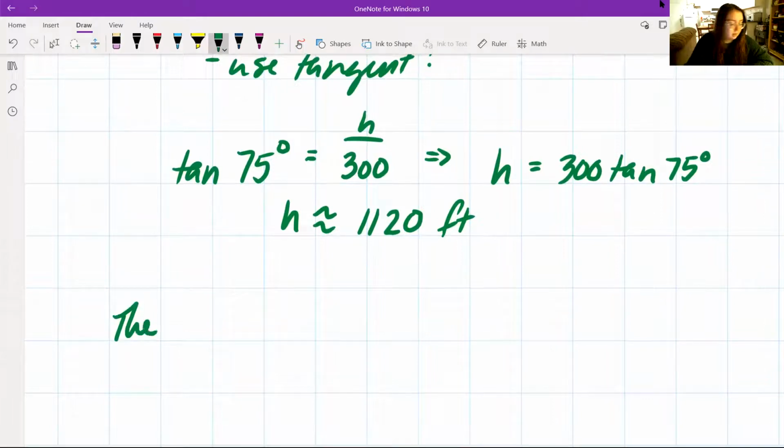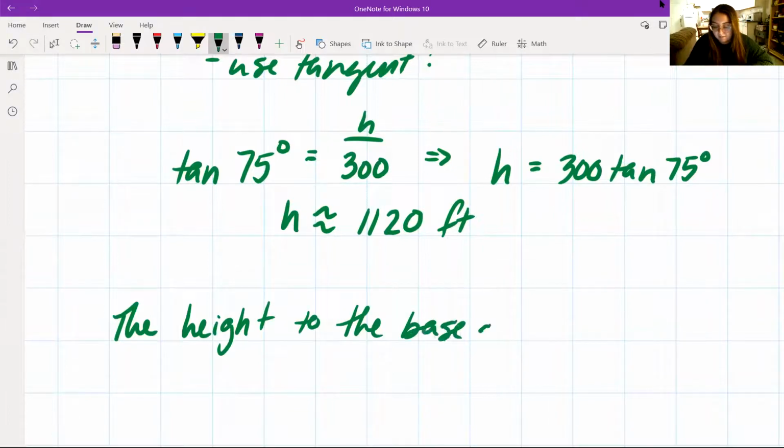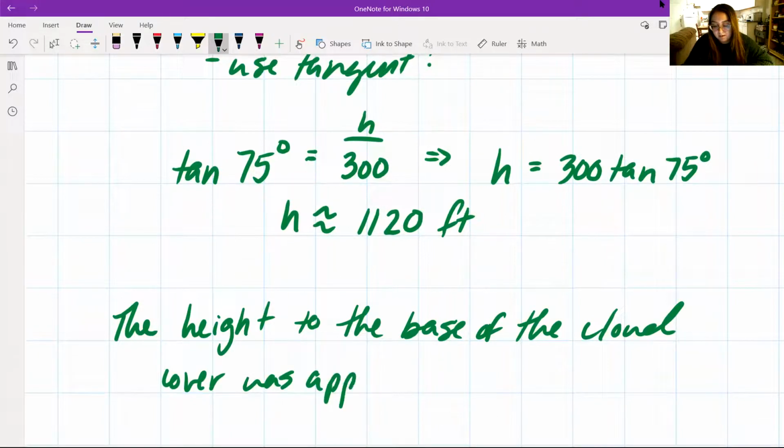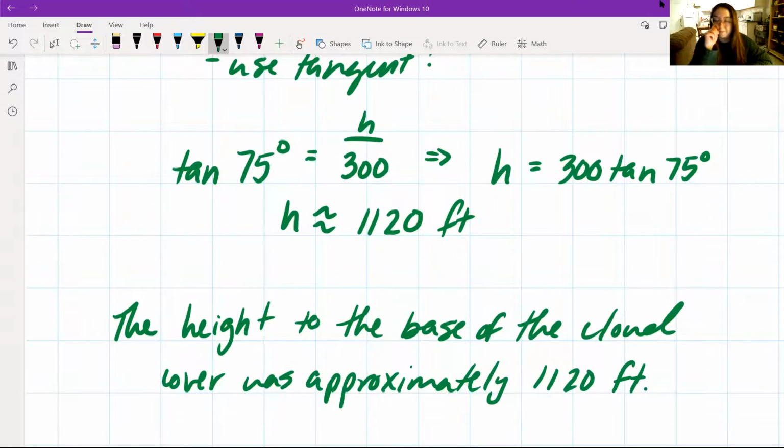So the height to the base of the cloud cover was approximately 1,120 feet.